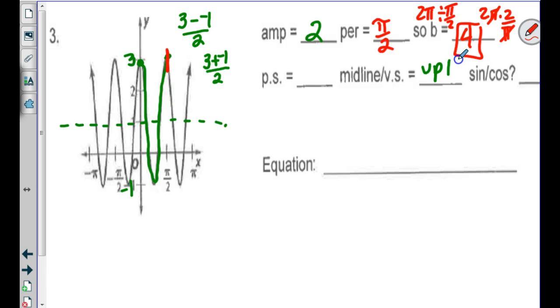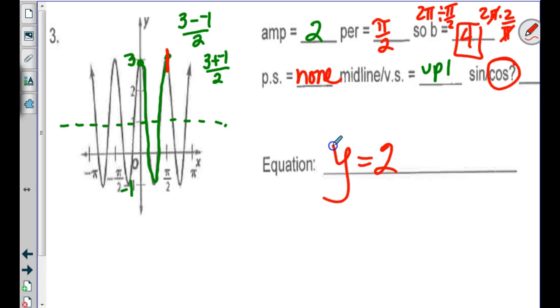Cosine or sine? Okay, at this point you could tell me either one. The difference is going to be, does it need a phase shift? Well, if you tell me it's a cosine, do I have to use a phase shift? It starts on the maximum right on the y-axis, so it doesn't have one.